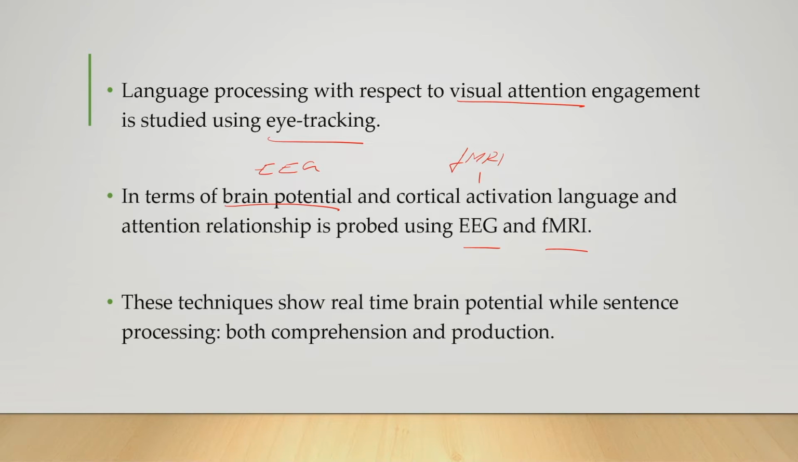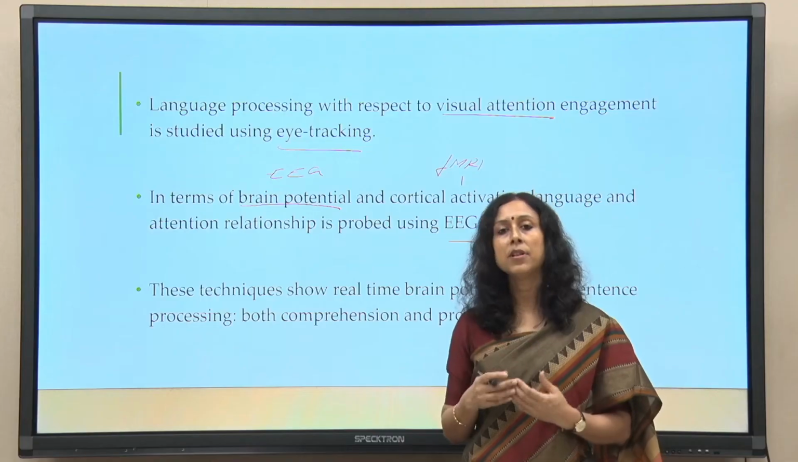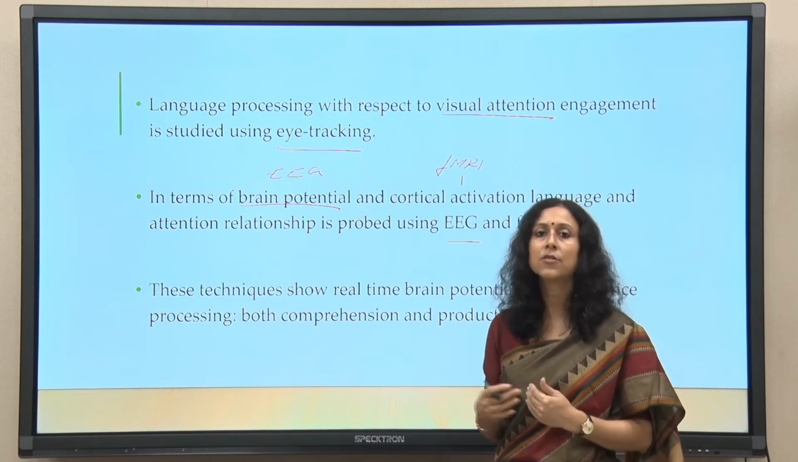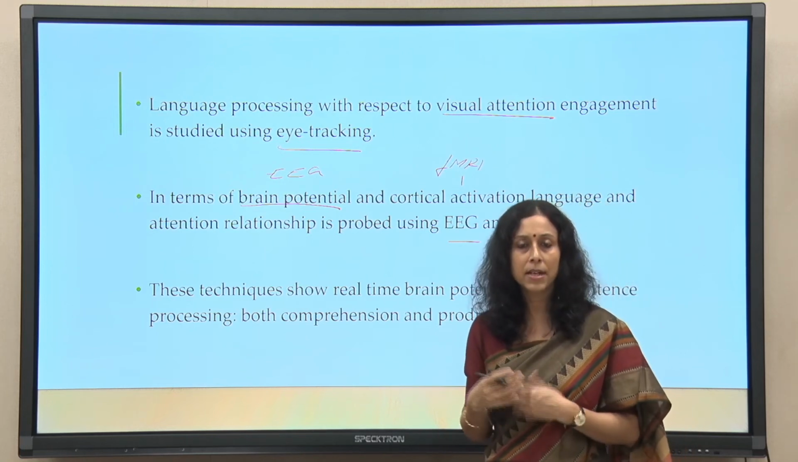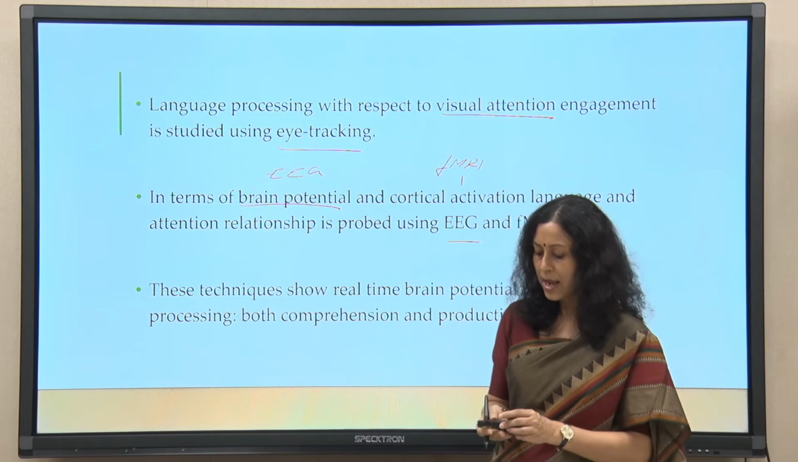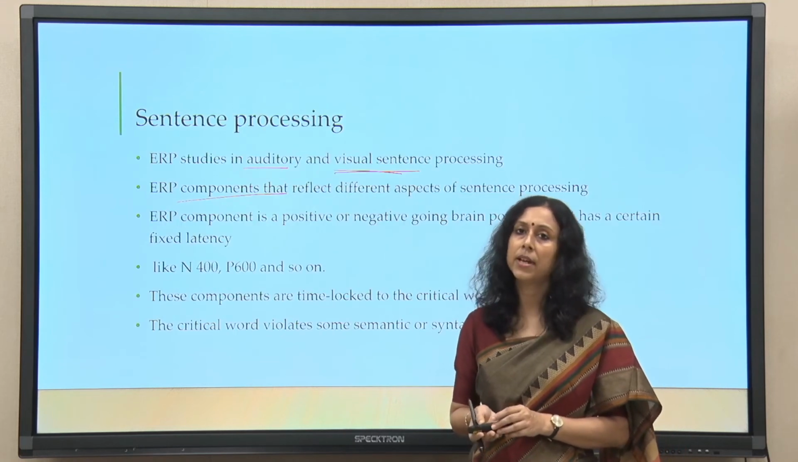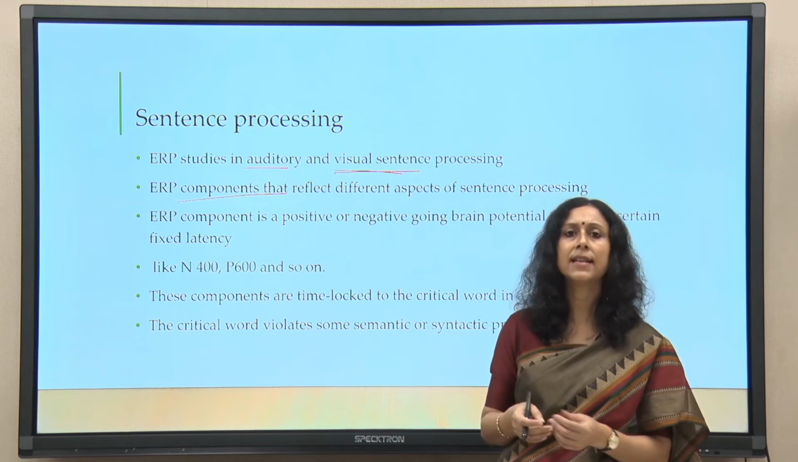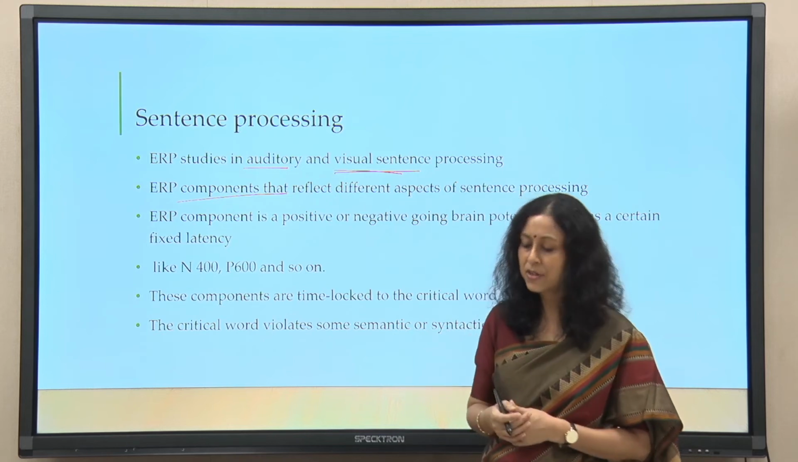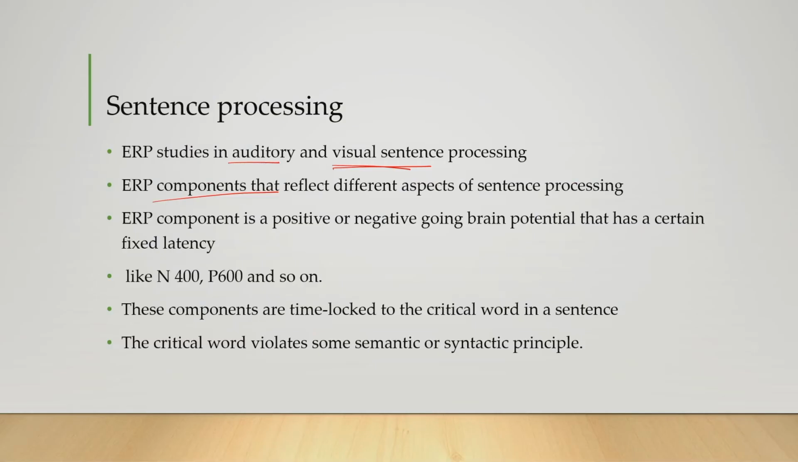So, these techniques show in real time how the brain potential works out, what the various brain regions are that get activated, and how they respond to various kinds of manipulation in the sentence structure and so on, in real time. So, as the participant is looking at or listening to sentences of various types, depending on the manipulation in the experimental setup, we can see how the brain potential changes. And this is of course seen in both comprehension and production. Comprehension as in when you are listening to something and trying to understand, versus production when you speak out.